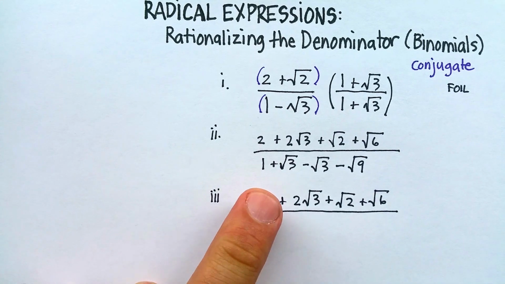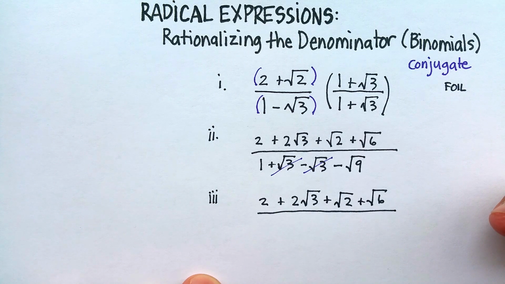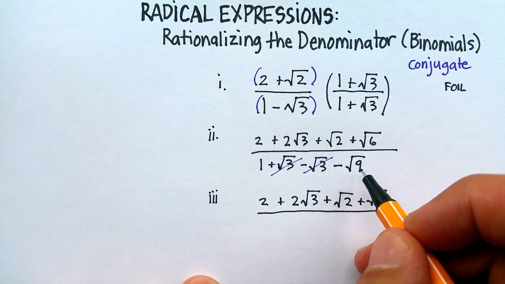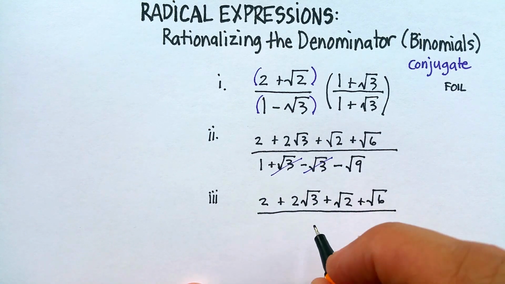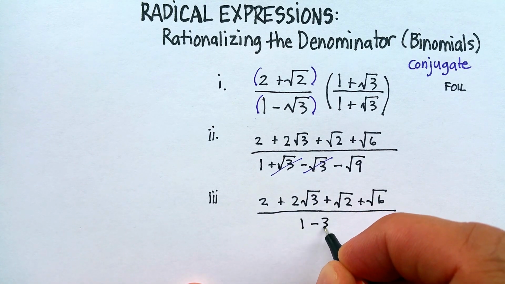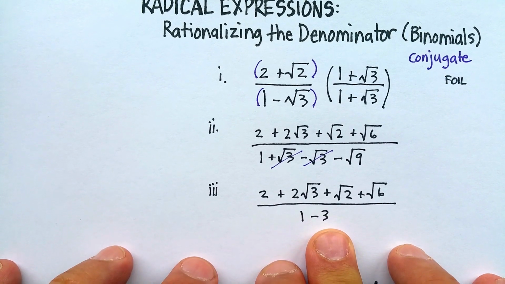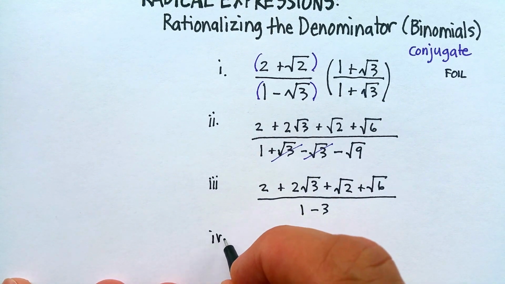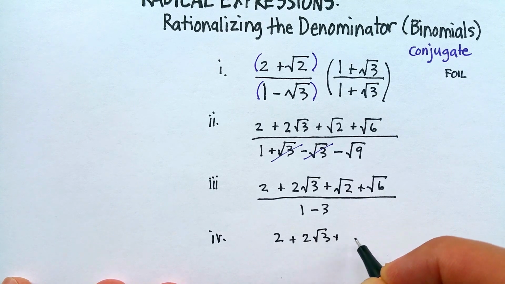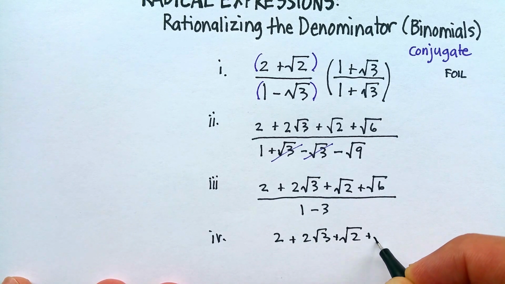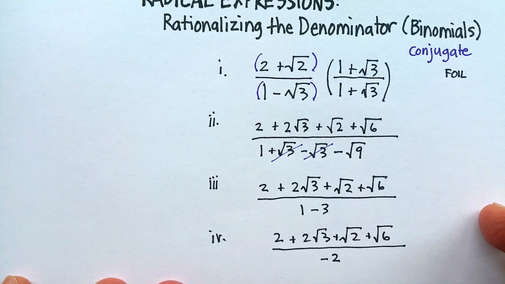I see that plus radical 3 and minus radical 3 actually will cancel out, right? And I know that the square root of 9 is actually equal to 3. So essentially what I have in the denominator is 1 minus 3. And notice now that my denominator does not have a radical in it. Final answer, therefore, will be 2 plus 2 radical 3 plus radical 2 plus radical 6 all over negative 2.